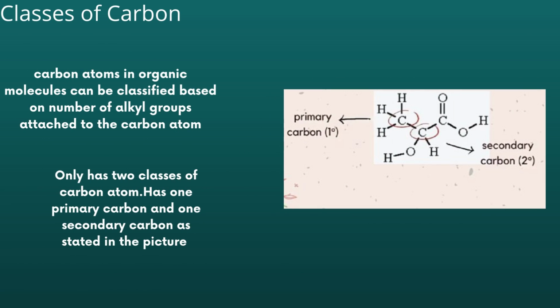Moreover, carbon atoms in organic molecules can be classified based on number of alkyl groups attached to the carbon atom. Looking at lactic acid, it only has 2 classes of carbon atom, 1 primary carbon and 1 secondary carbon, just as stated in the picture.